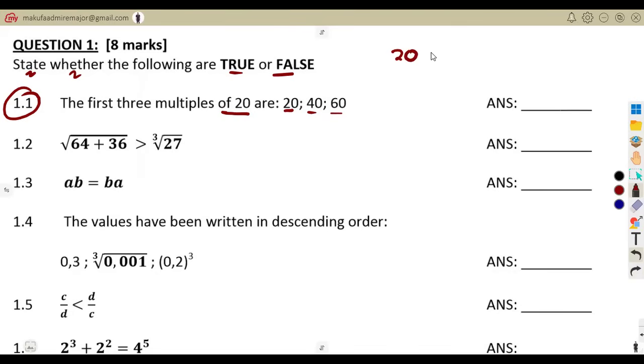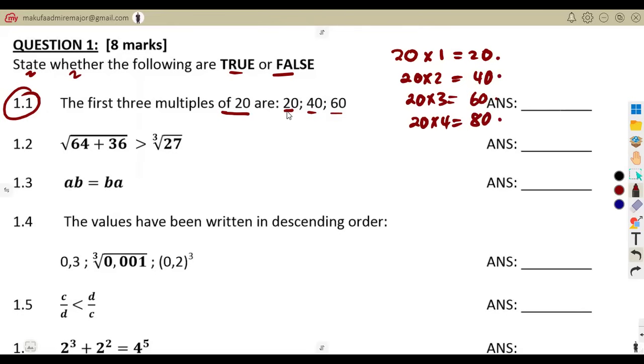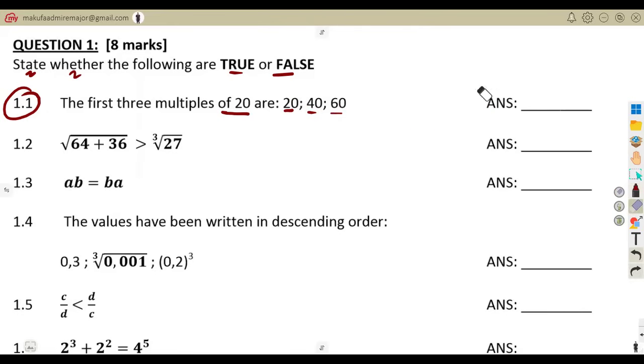Multiples of 20, you multiply by what? By 20. 20 times 1 is 20, 20 times 2 is 40, 20 times 3 is 60, 20 times 4 is 80, and so on. So the first three that we are supposed to consider are exactly the ones that we are given. So this is actually true. You have to consider each part as you are given.